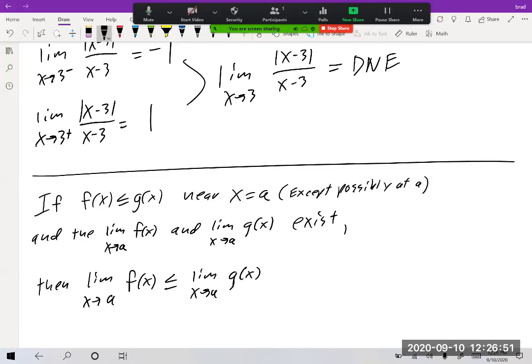g of x. Okay, so what they're saying is if you have two functions, f of x and g of x, and f of x is always less than or equal to g of x near x equals a, and the two limits exist, then the limit of f of x as x approaches a will always be less than or equal to the limit as x approaches a of g of x. The only weird exception, I guess, would be infinity, but you could still have less than or equal to, but that doesn't come up as often, okay?